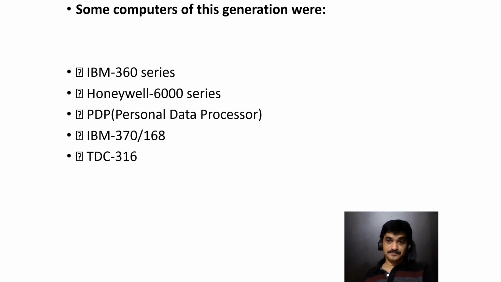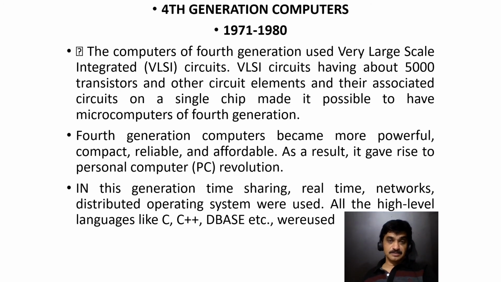TDC 316. If you see the fourth generation computer, which was between 1971 and 1980, the entire thing was changed almost. The computers of the fourth generation used very large scale integrated circuits, VLSI as it is shortly known, which could accommodate 5,000 transistors in one circuit. It led to the emergence of microcomputers in the fourth generation. Fourth generation computers are compact, smaller in size, reliable, yes, affordable.